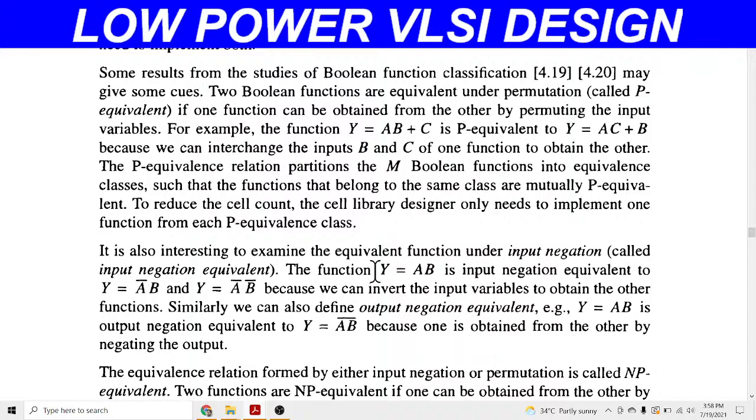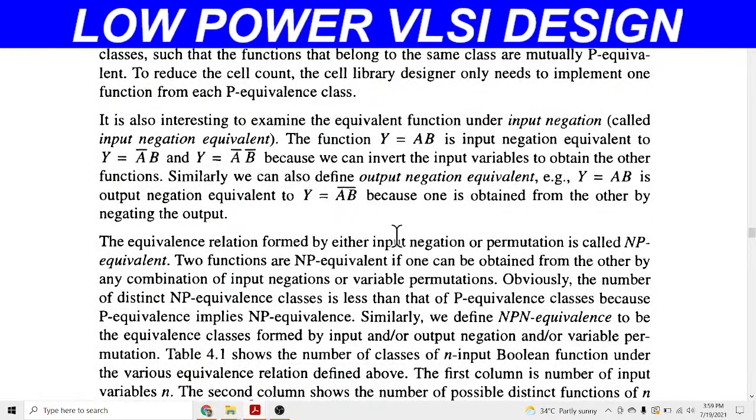One more interesting property of the cell library is that if the function is y equals a b, and some more functions are there, such as y equals a bar b and y equals a bar b bar, then by using the input negation, also called input negation equivalence, we can make a cell library for only one function, such as y equal to a b, and by using the input negation property we can use it for finding y equal to a bar b bar or y equal to a b whole bar. So by using the input negation equivalence, we can use one library cell in several places.